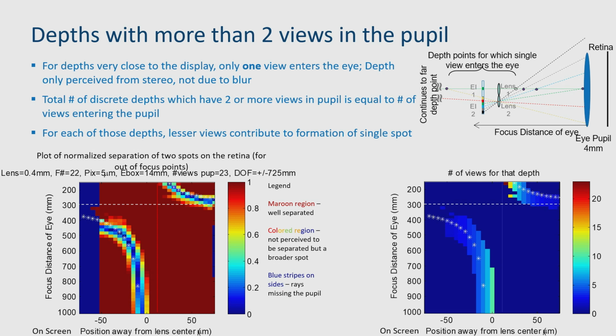Integral displays can have many more views, equivalent to the number of pixels in the elemental image, but only the views which are getting into the pupil can have the depth blur. And the last conclusion here is that each of those depth points has lesser and lesser views. Here's a plot showing, for each depth position, how many views contribute to form that depth spot. Even though there are 23 views entering the pupil, only very few, less than 5, are contributing to most of the depths I'd be interested in.